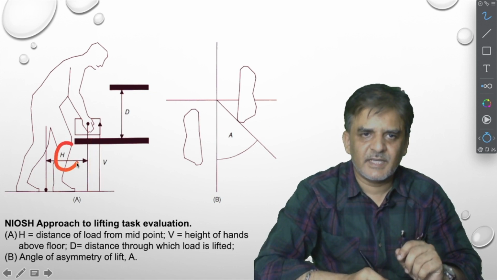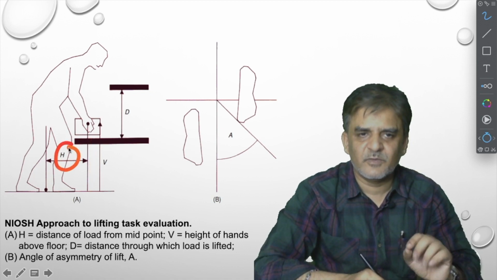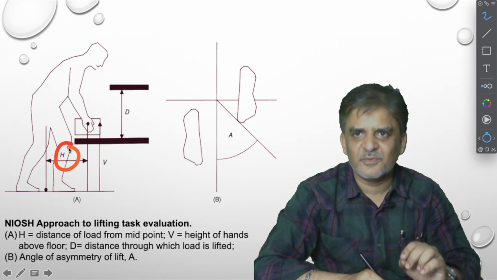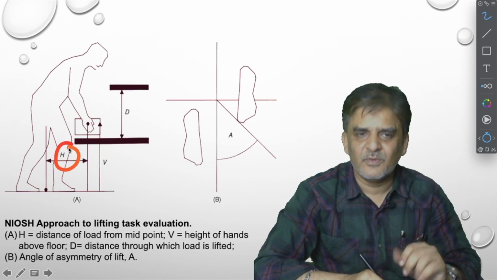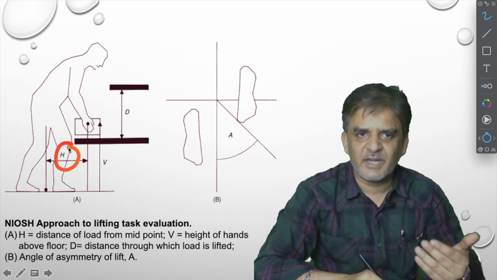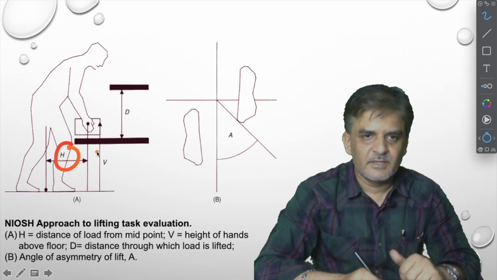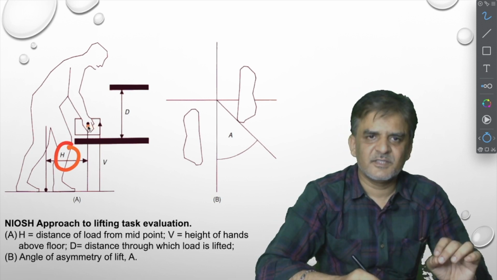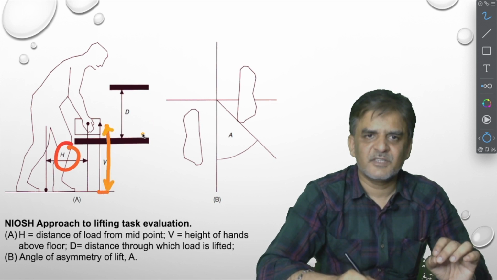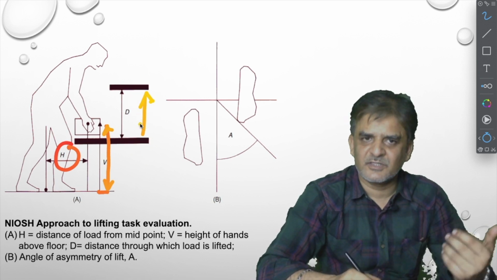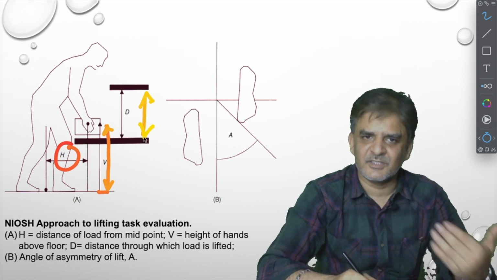So this is h. With respect to the value of h in centimeters, we can pick up the multiplier value. I'll show you how to calculate the multiplier with respect to the actual value of the variable. Second, this is the distance from the center of the load to the floor, which is our vertical distance. Distance moved is d. We are moving in the vertical direction. Whatever distance we have moved, that is called distance moved.